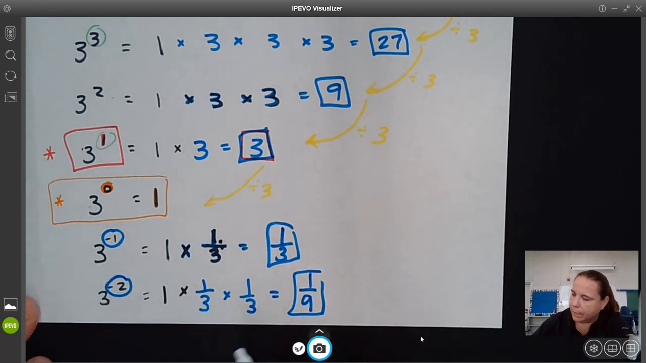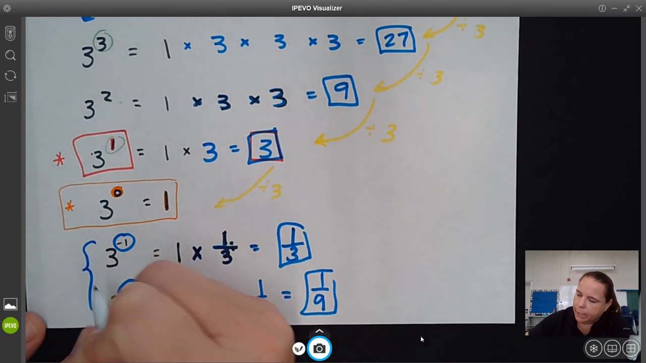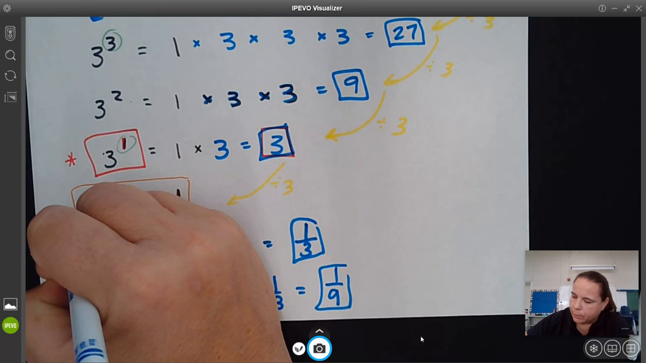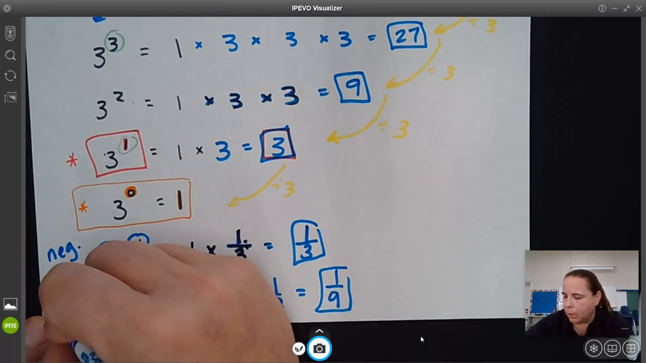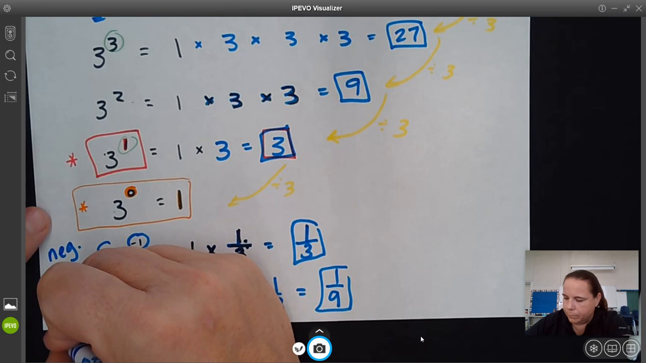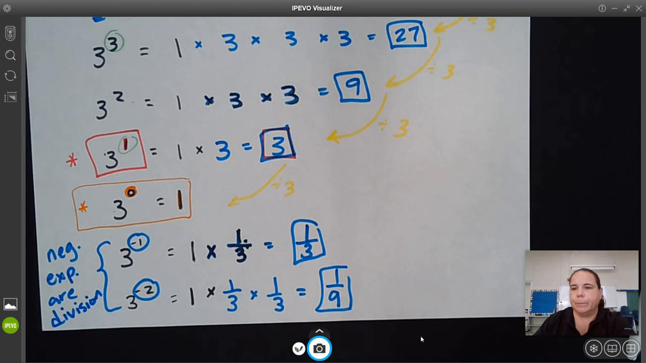So again, with this negative exponent, notice these answers aren't negative. They are positive. They're just smaller. As the denominator gets larger, this number gets smaller. So negative exponents are division.